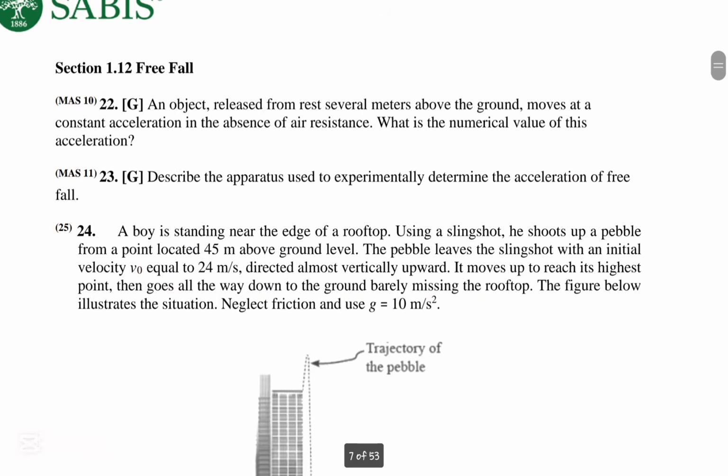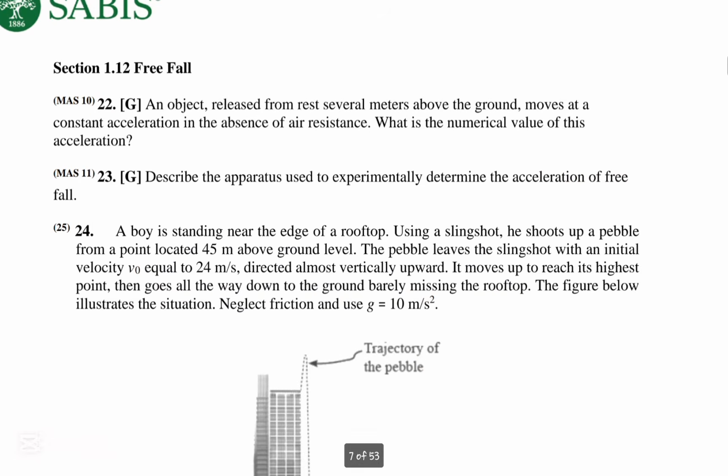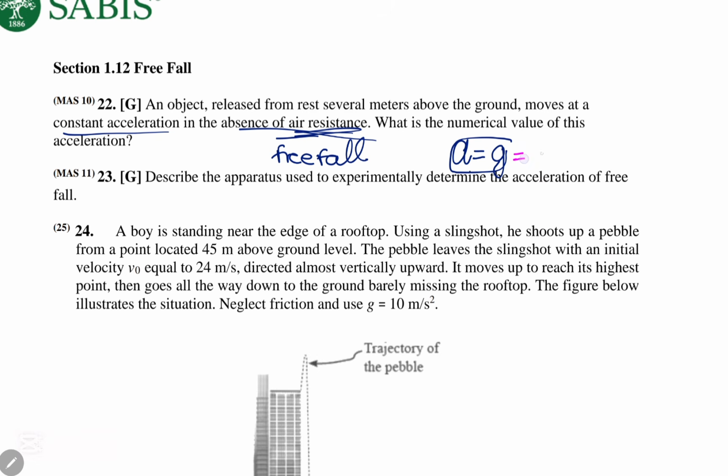And now we reach the last section of chapter 1, which is 1.12 free fall. Okay, question 22. An object released from rest several meters above the ground moves at a constant acceleration in the absence of air resistance. Now, this means that it's in free fall. That means the acceleration is equal to g in this scenario, and only in this scenario, when we have an absence of air resistance. So the numerical value of this acceleration is going to be 9.8 meters per second squared.